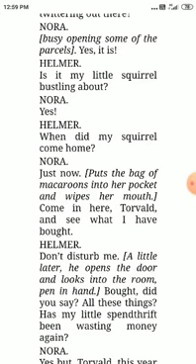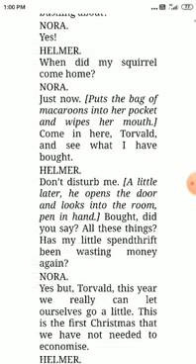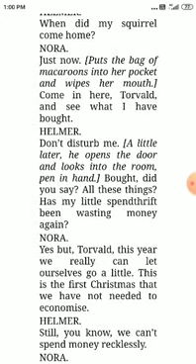Helmer: When did my squirrel come home? Nora, just now, puts the bag of macaroons into her pocket and wipes her mouth because she is not free even to eat macaroons without his permission. Nora: Come in here, Torvald, and see what I have bought. Helmer: Don't disturb me. A little later, he opens the door and looks into the room with a pen in his hand. Bought, did you say? All these things? Has my little spendthrift been wasting money again?